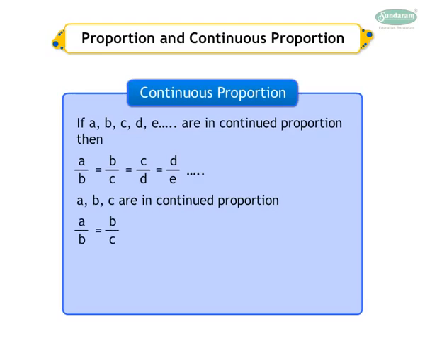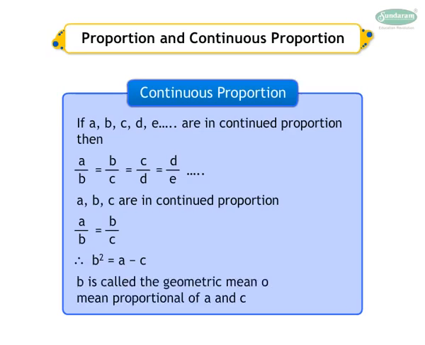upon C. We therefore get B square is equal to A into C. B is called the geometric mean or mean proportional of A and C. We now move on to solve problems on proportion and continued proportion.